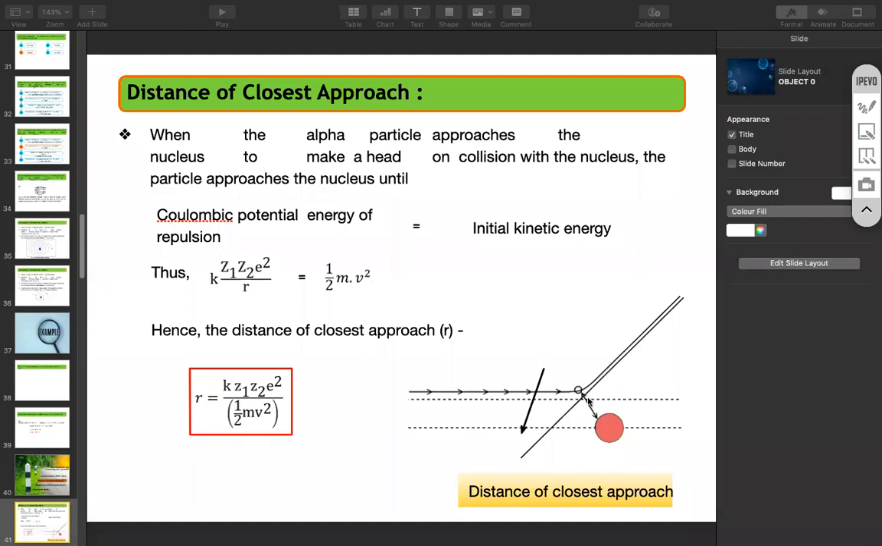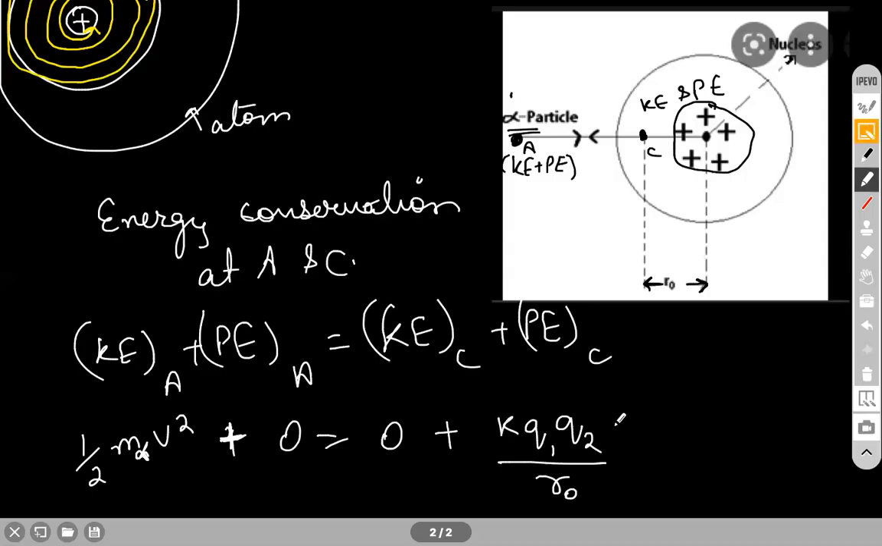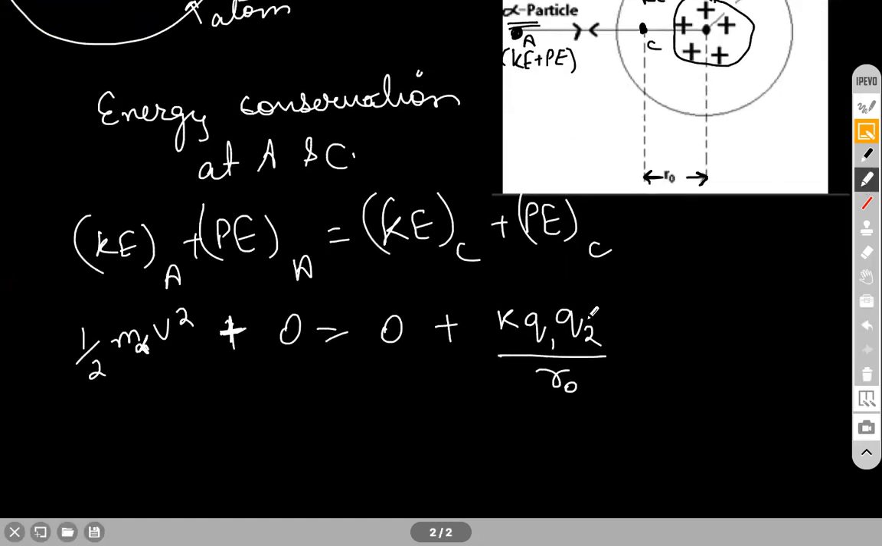So this is the distance of closest approach. Now see what I got. What is Q1 and Q2? Q1 is the charge of the alpha particle. Q2 is the charge of the nucleus. Yes or no? So can I say that K Q1 Q2 by R naught will be half m alpha v square? Yes or no?